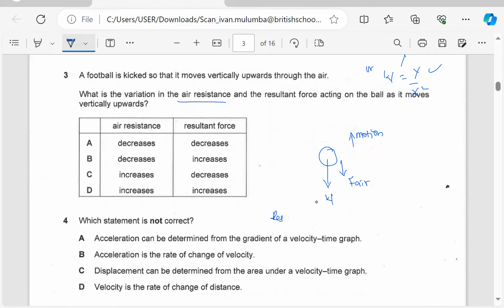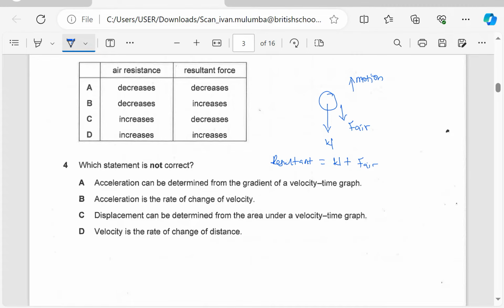Which means the resultant force on the object is going to be, because the air resistance and the weight are acting downwards, the weight plus the force due to air resistance. But as it moves upwards, V decreases. Remember at maximum height, velocity is zero, so the velocity is decreasing.